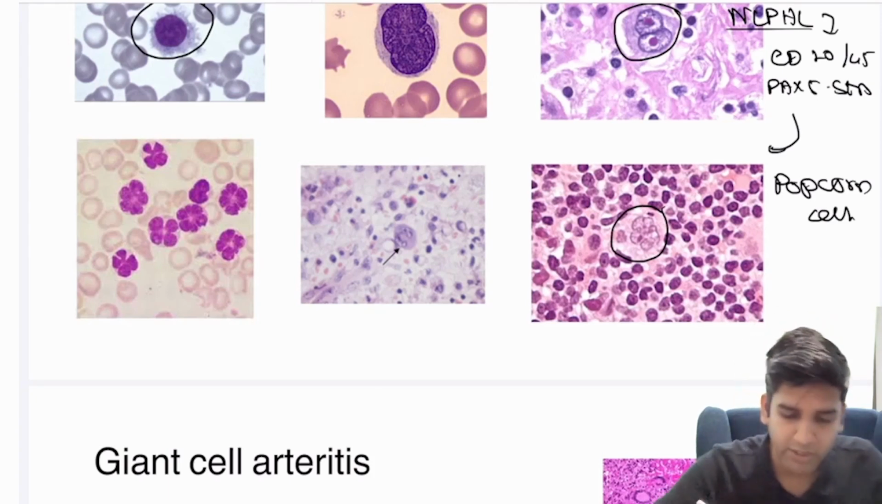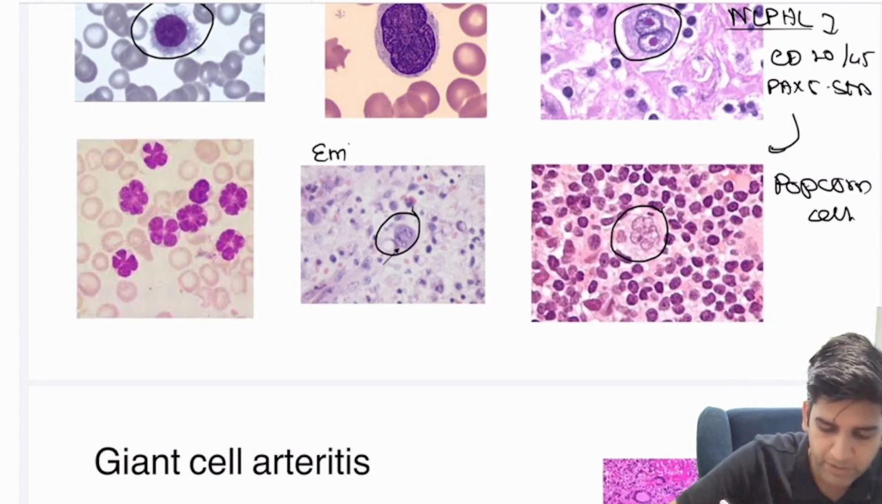Hey Priyanka, good evening. So this finding is an embryo-shaped cell. Priyanka, can you say where do you see an embryo-shaped cell or a hallmark cell?